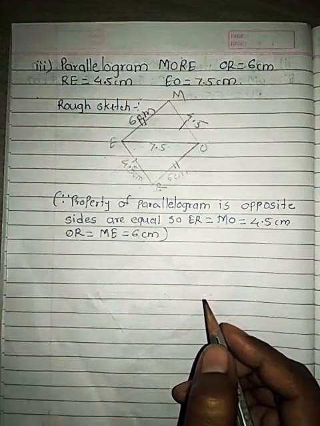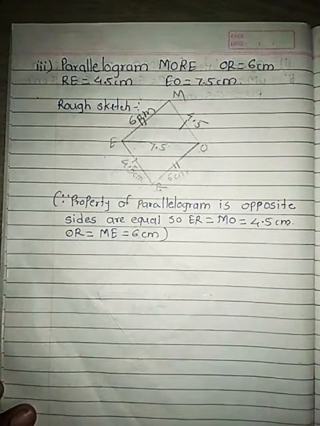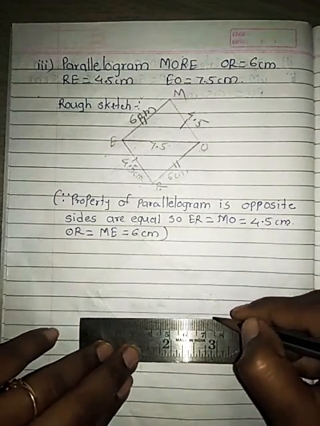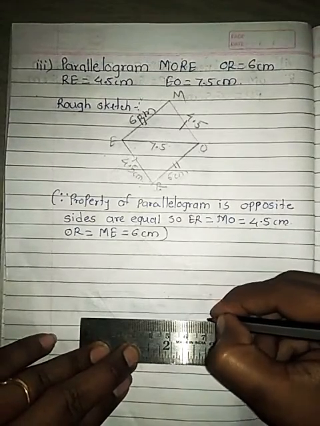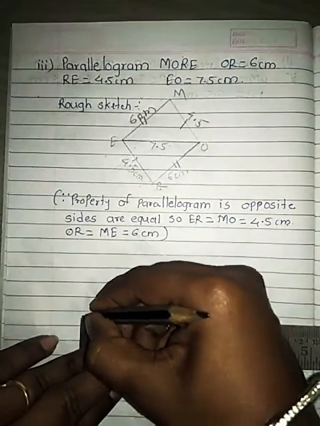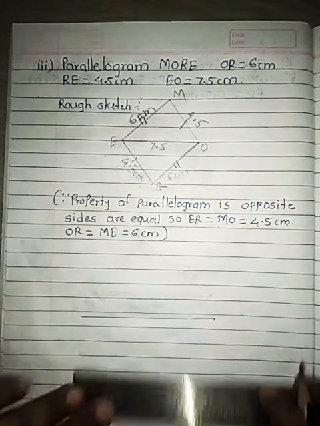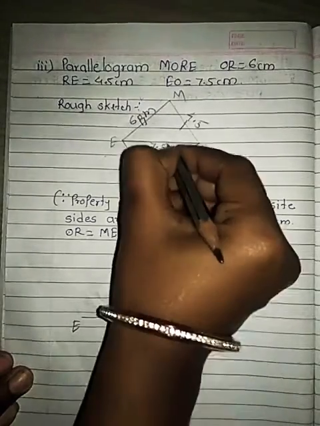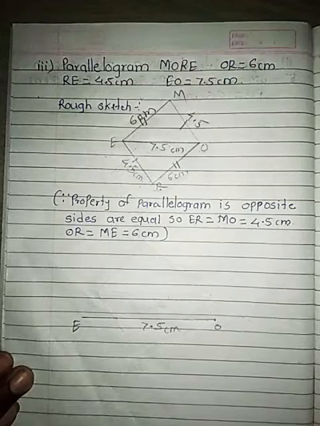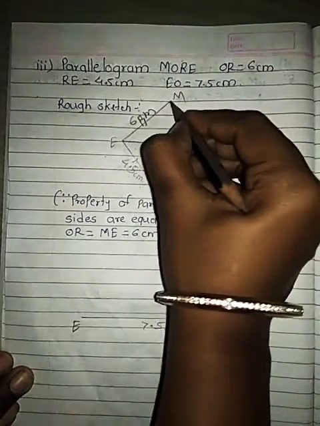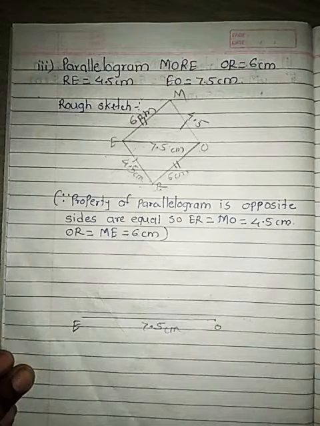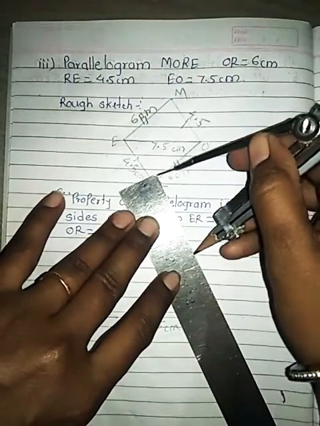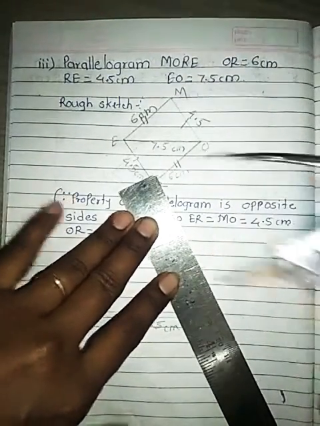Now you can go like the first question only. See here, take 7.5. Now 7.5 is EO, 7.5 centimeter. You should mention centimeter, and EO. Now this point M we want, then 6 centimeter. See, here also 6 centimeter, here also 6 centimeter. So take 6 centimeter only one time.